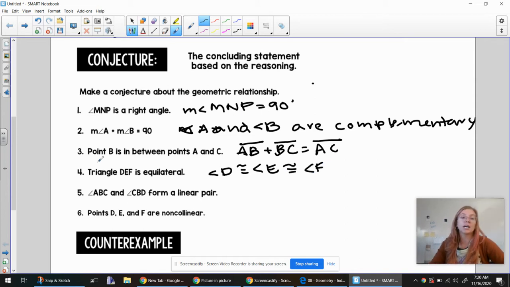There's also a couple other choices you could have. You could talk about the side lengths of each of these. For number 3, you could say that all the points are collinear. That's a choice as well. You have options.